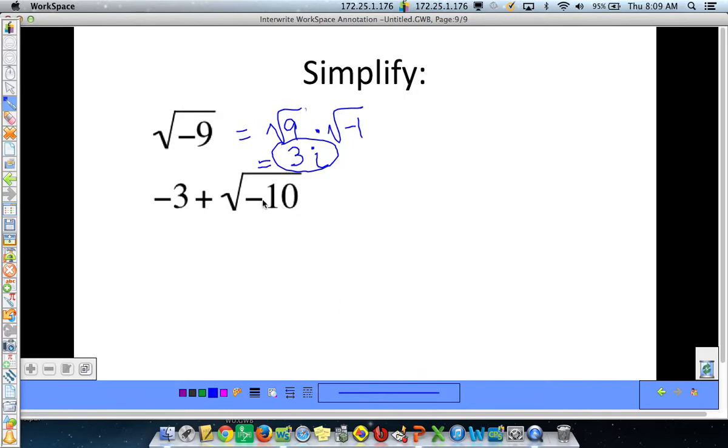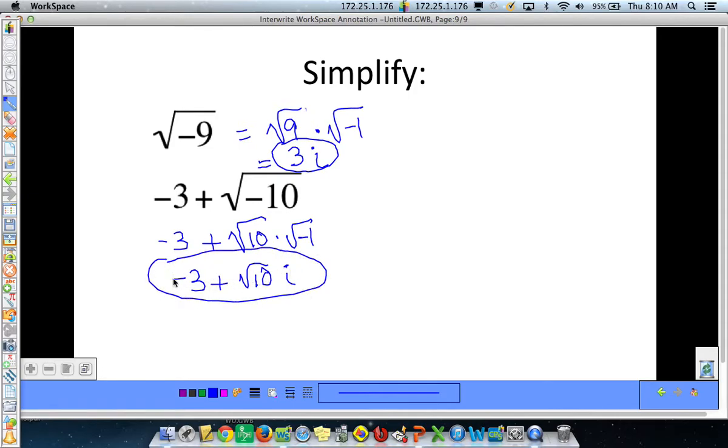The second one here, again, break up square root of -10 into square root of 10 times square root of -1. And now we write square root of -1 as i, so we get -3 plus square root of 10 times i. You notice the second answer has both a real number and an imaginary number in it. The first one was just an imaginary number, but this is a combination of a real and an imaginary number, which is a different type of number that we're going to talk about. It's called a complex number.